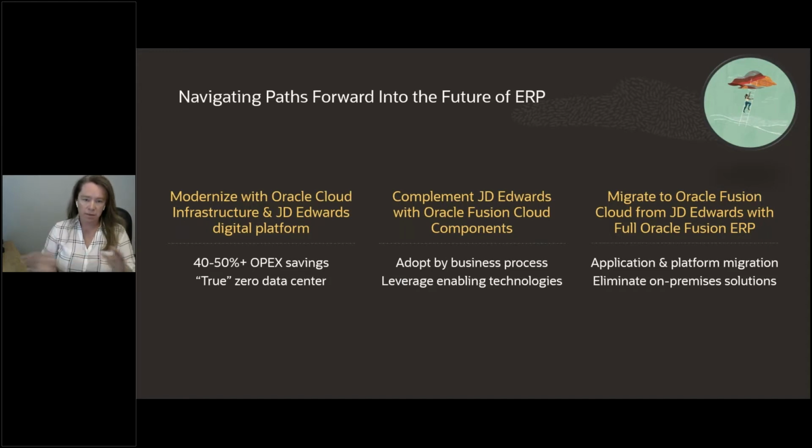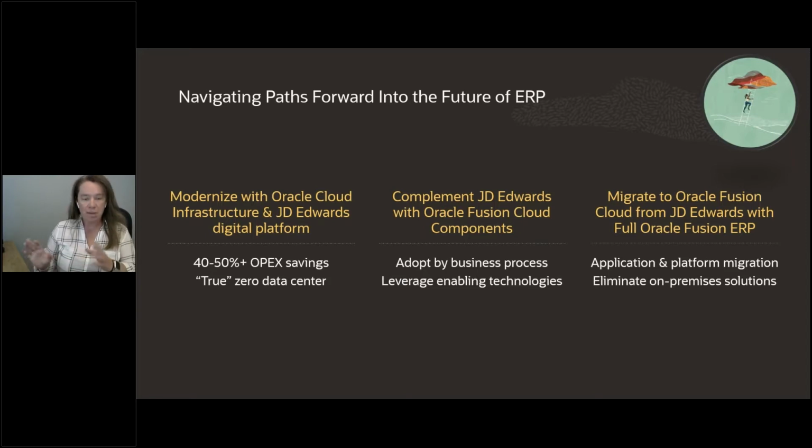And so I'll go from left to right. Starting with option number 1, you can modernize with what's called Oracle Cloud Infrastructure and JD Edwards itself as your digital platform. So in this case, you're moving your data center over into the cloud, and you're using Oracle's cloud infrastructure to run your JD Edwards applications. So this is what I was referring to before, there's still ongoing investment going on in JD Edwards. What that investment is and what the strategy is, there's a lot of information available related to that. So that's not what I'm going to get into the details of today.